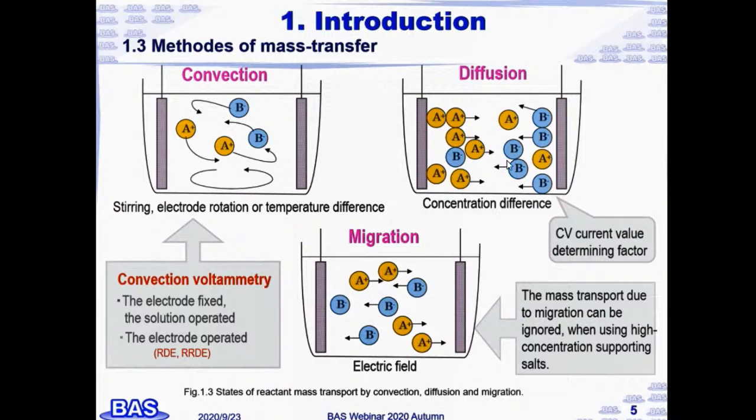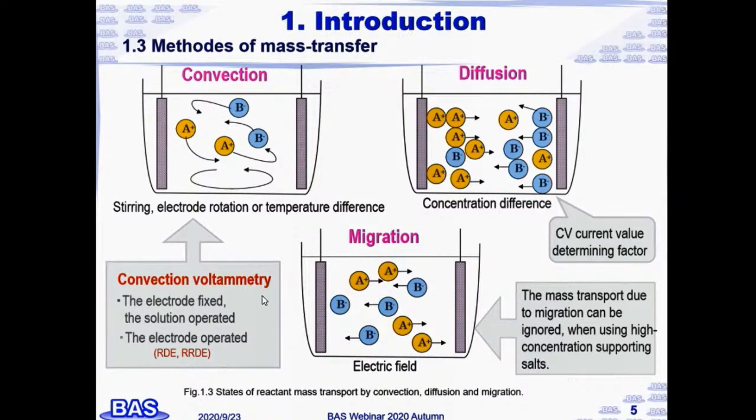Considering the case in which mass transport is rate limiting, there are three methods of mass transport process: convection, diffusion, and migration. When using a high concentration supporting electrolyte, mass transfer by migration is mostly negligible. Convection and diffusion are the main transport methods of reactant to the electrode surface.